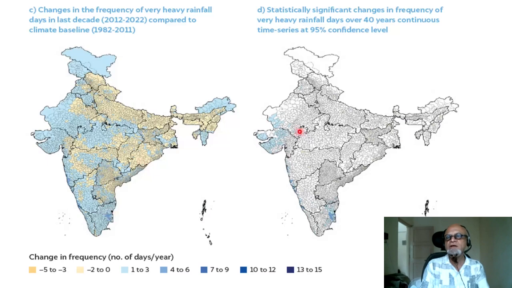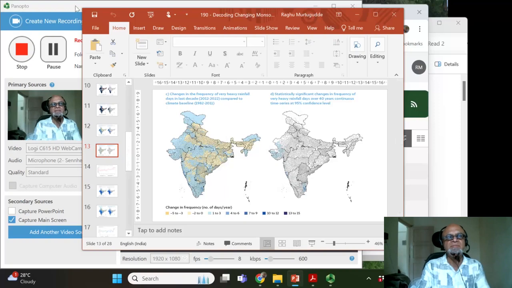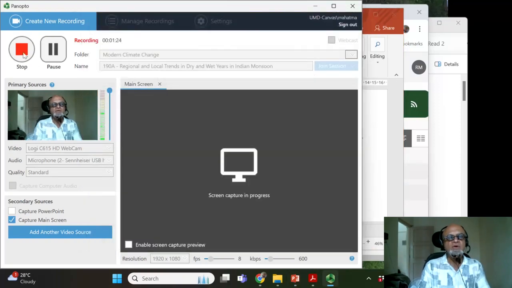But if you look at 40-year increased in the last decade, if you take the trend, then there are very few places which over 40 years have seen very heavy rainfalls trending up in terms of number of days per year. Stupid of me, sorry about that, but I can always correct it, right? So here we go. Let's leave it here.